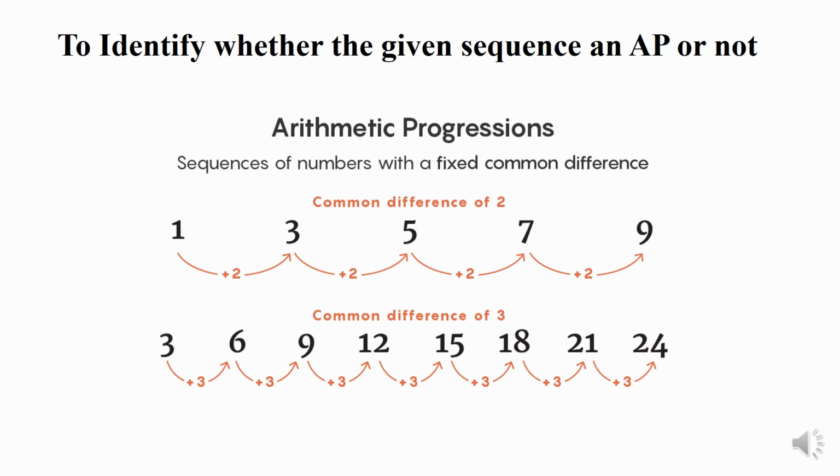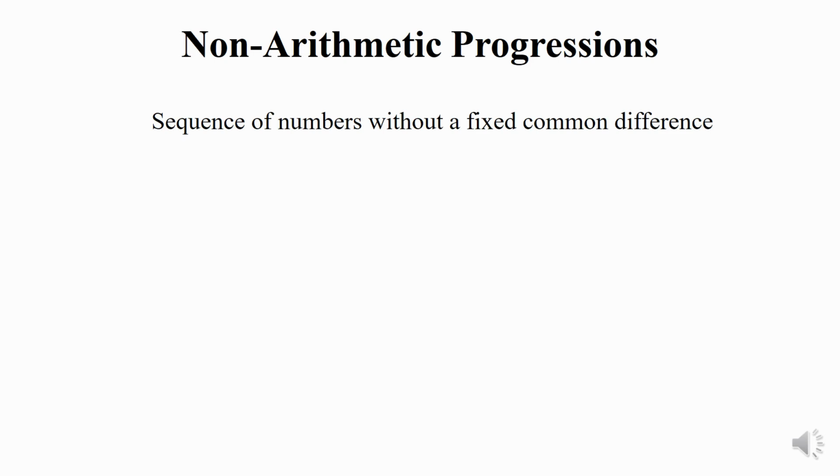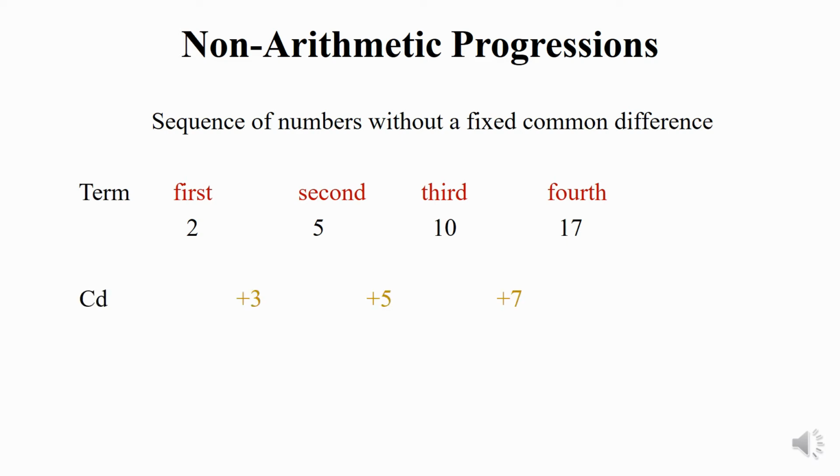Let us see one more example, a sequence of numbers without a fixed common difference. Let us see this example. There are 2, 5, 10 and 17, and here these 2, 5, 10, 17 are the first term, second term, third term and fourth term. Let us see the common difference between these terms.